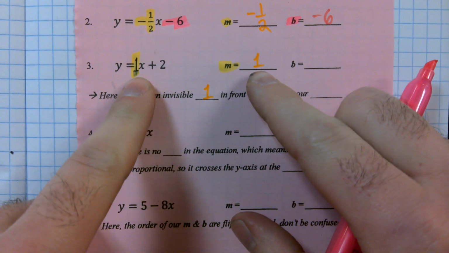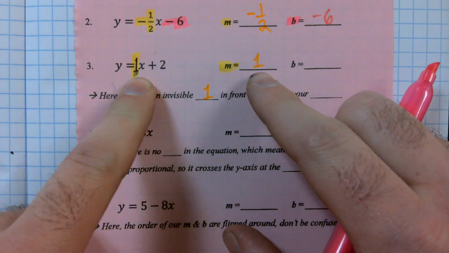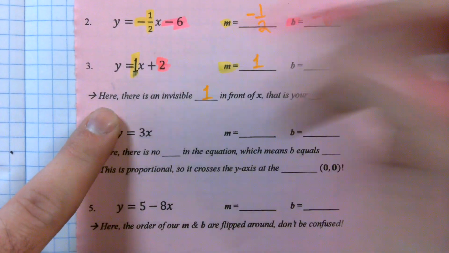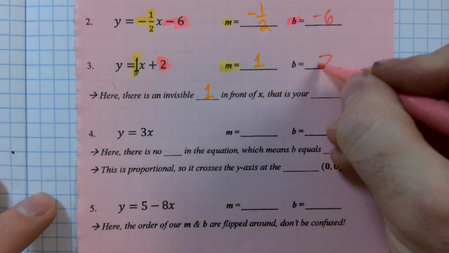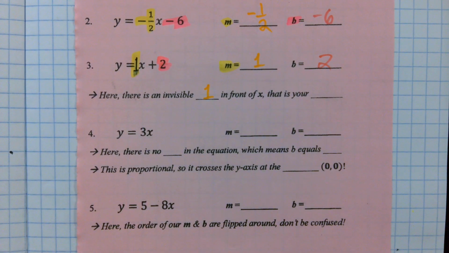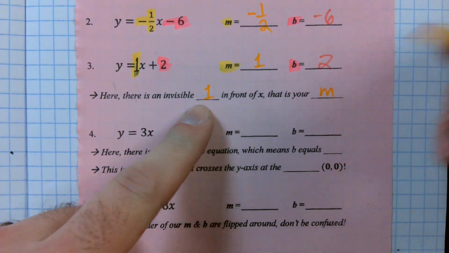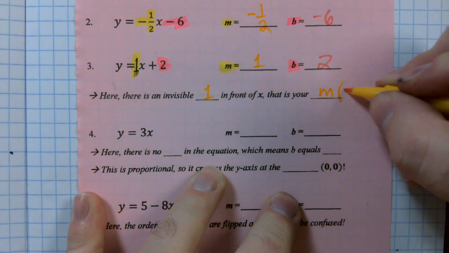So my m is 1. Even though it's not there, we know it's there. What's my b? Plus 2. It's positive 2. All I got to do is write b equals 2. I don't need that plus sign in front, because if I just have 2, it's implied that my 2 is positive, right? So here we had an invisible 1 in front of the x. That's my m, or my slope.